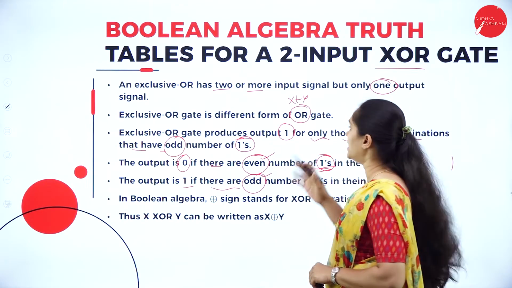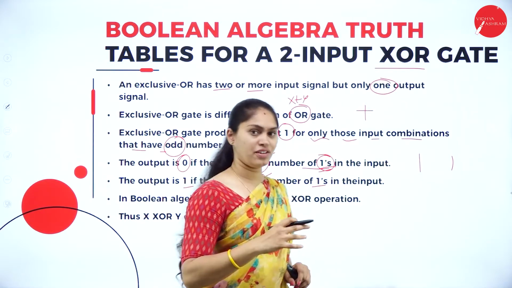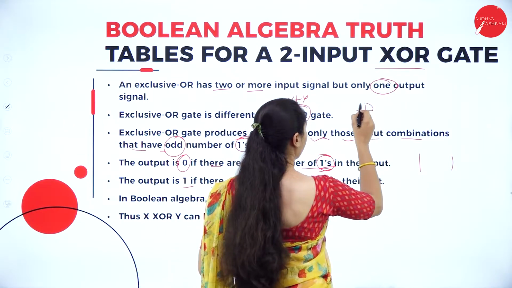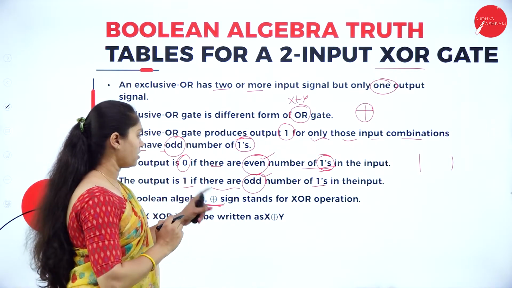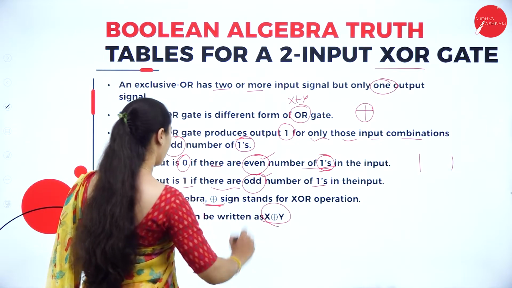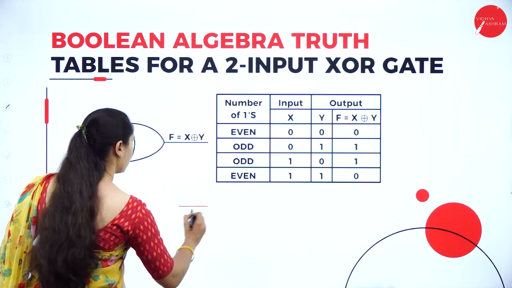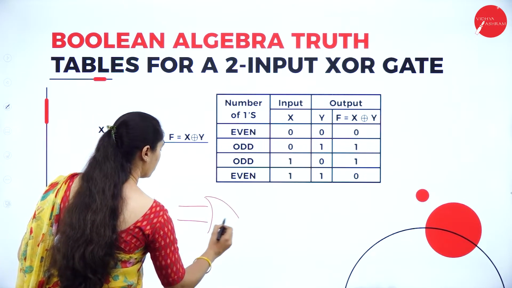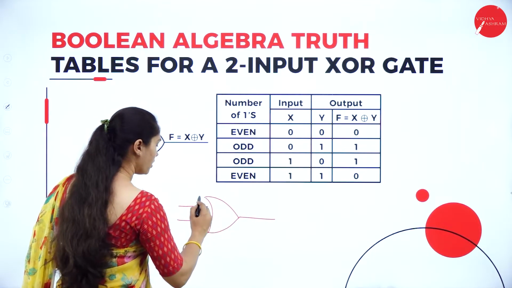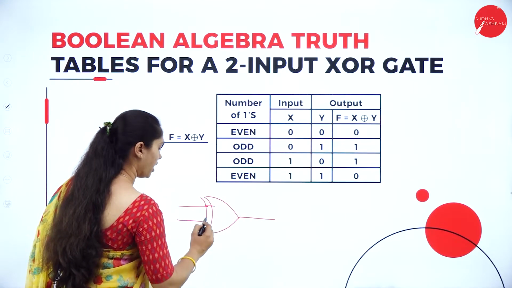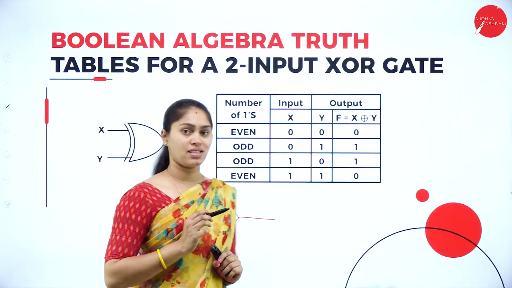And how are we going to represent this XOR? For OR we use plus. If it is exclusive OR, then the plus is surrounded by a circle, and we call that XOR. Here you can see the symbol. In this way we are going to represent it. We'll see the symbol and truth table here. For the OR gate, we simply write it like this, isn't it? If it is exclusive OR, a different version of OR, then we use this kind of method to represent the XOR.